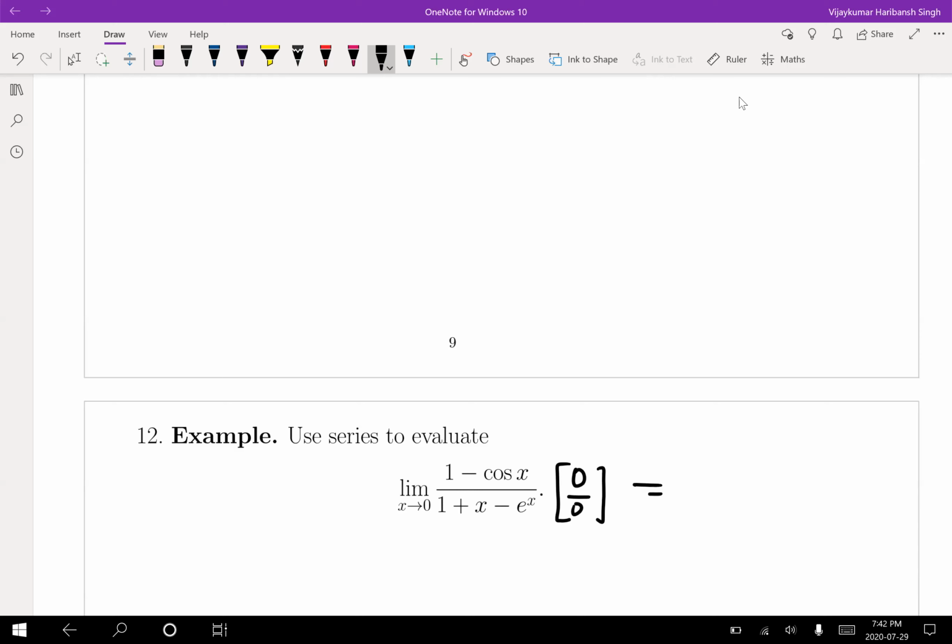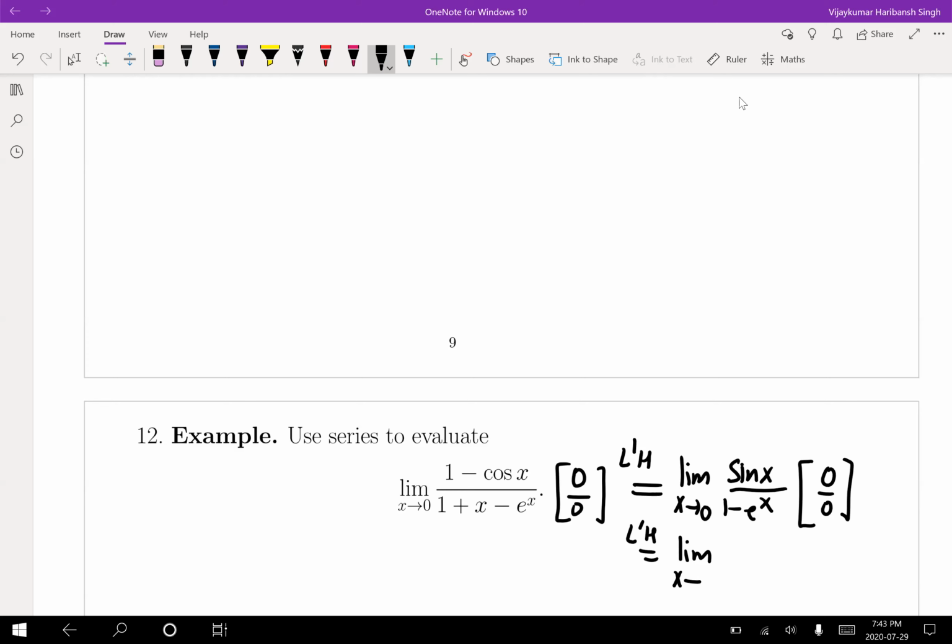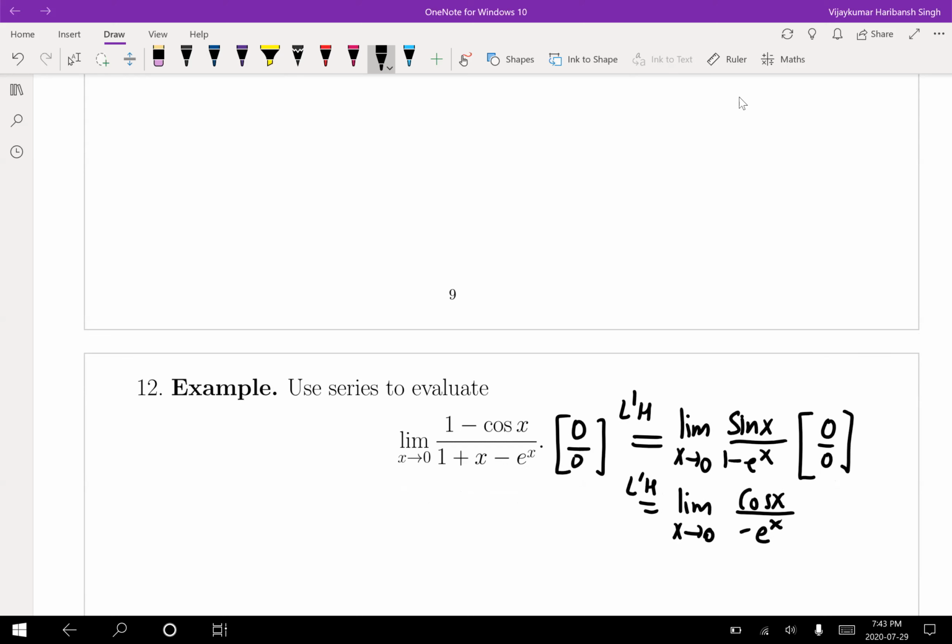So if I use L'Hopital's rule, this is going to be the limit as x goes to 0 of sine x over 1 minus e to the x. Then again, 0 over 0 form. So if I apply L'Hopital's rule again, I get the limit as x goes to 0 of cosine x over minus e to the minus x. So as x goes to 0, my bad, we get what? Cos 0 becomes 1. You have this, so you get minus 1. So this is what we should get if we use series to evaluate it.